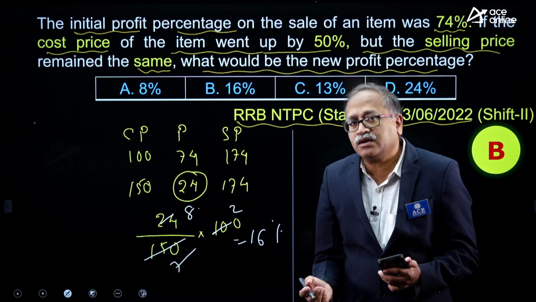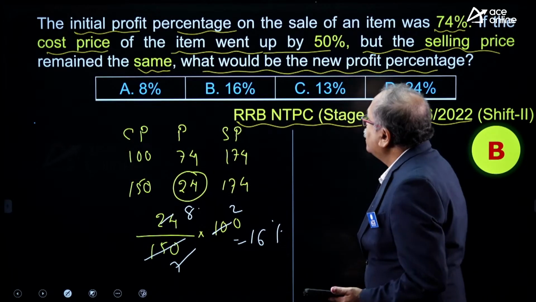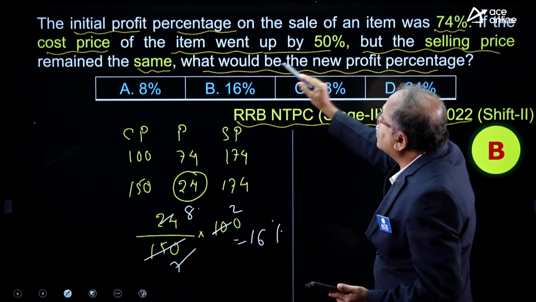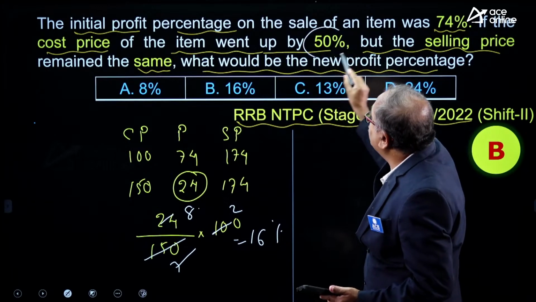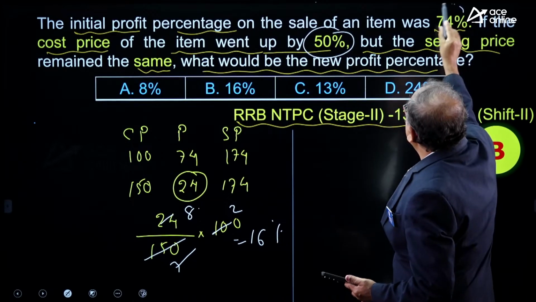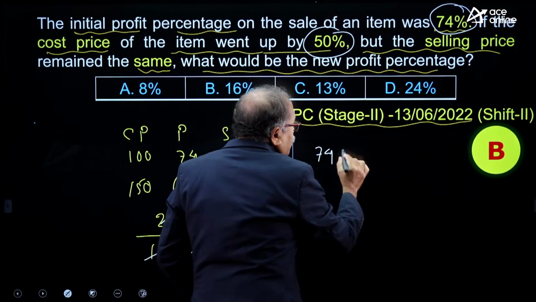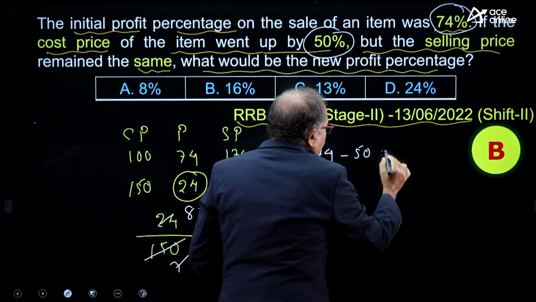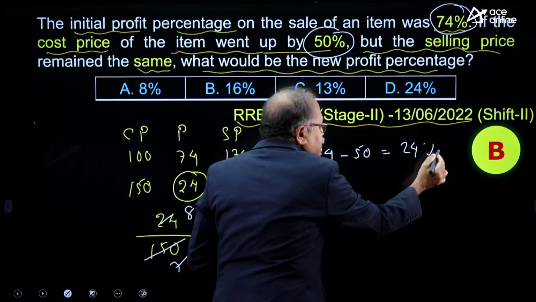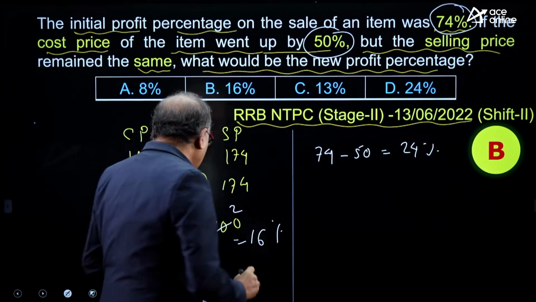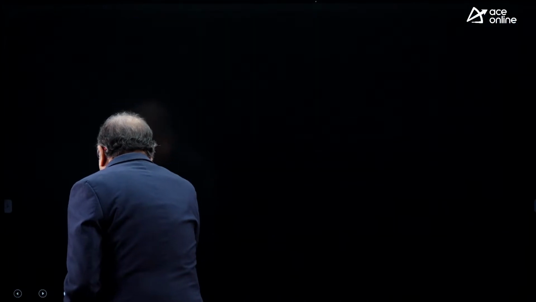Is there any alternate method? Look at this one. So as the cost price is increased by 50%, the profit will decrease by 50%. So 74 minus 50, and it comes to 24%. But here I need to explain one thing. I don't know how many of you know it.